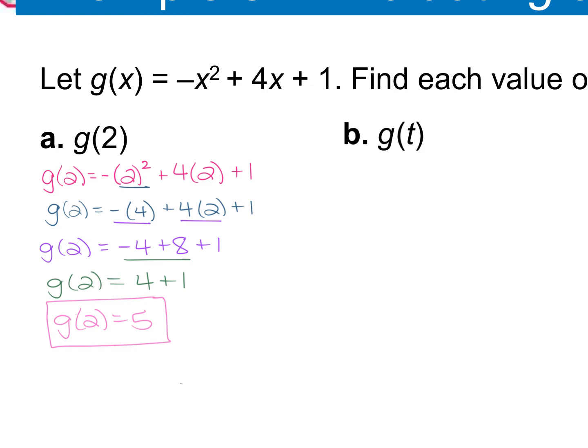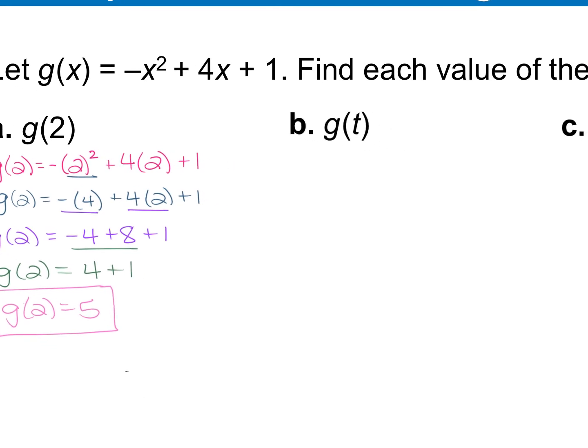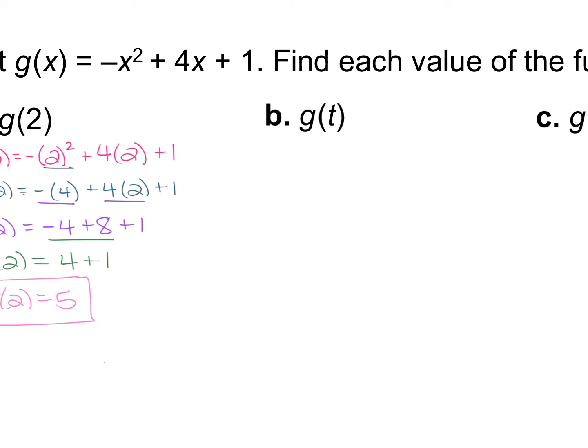So in our answer, we actually put g of 2 is equal to whatever it simplifies to, which in this case is 5. For example B, we have g of t. So now we're going to take wherever that x is and replace it with t and simplify. So g of t is going to equal the opposite of t squared plus 4 times t plus 1. If we just get rid of these parentheses, we're going to have g of t is equal to negative t squared plus 4t plus 1.